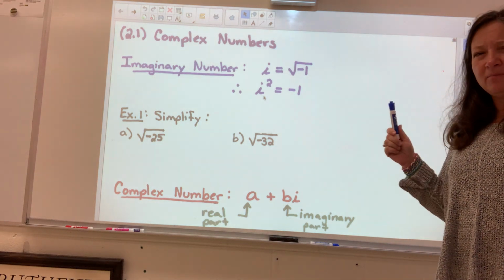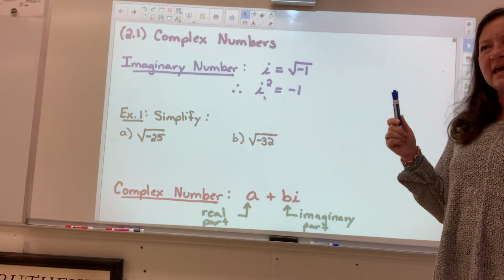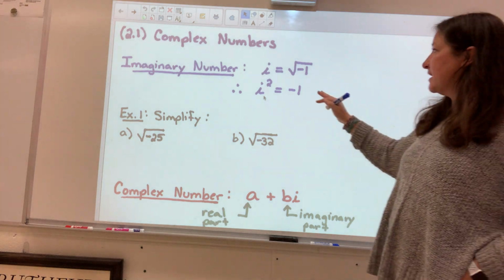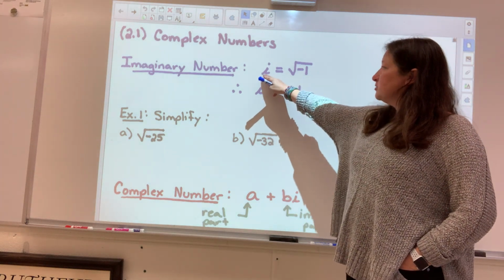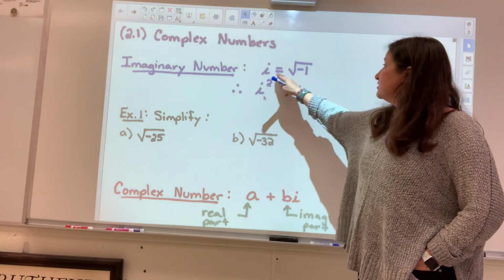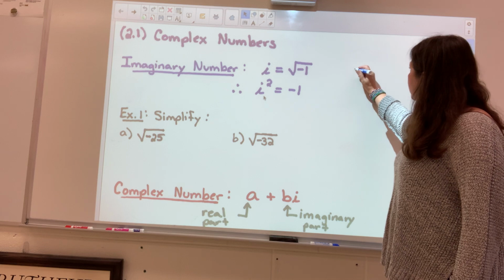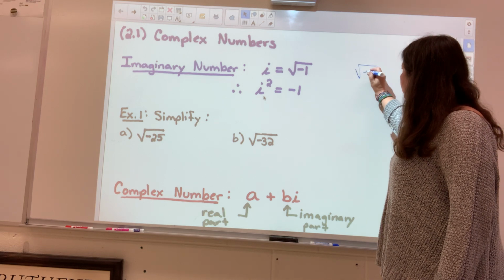And if you don't remember, usually most people say i, because you're going to be using the variable i to represent imaginary numbers. And last year in Algebra 2, you learned that i is equivalent to the square root of -1.